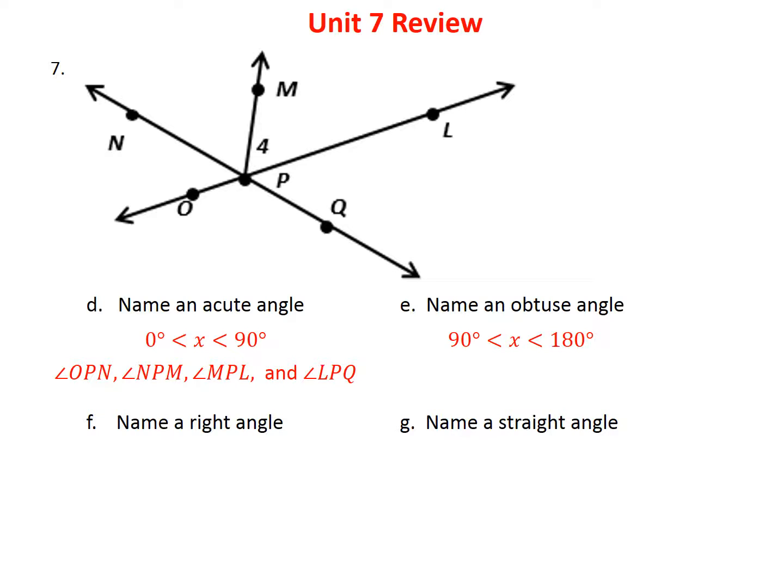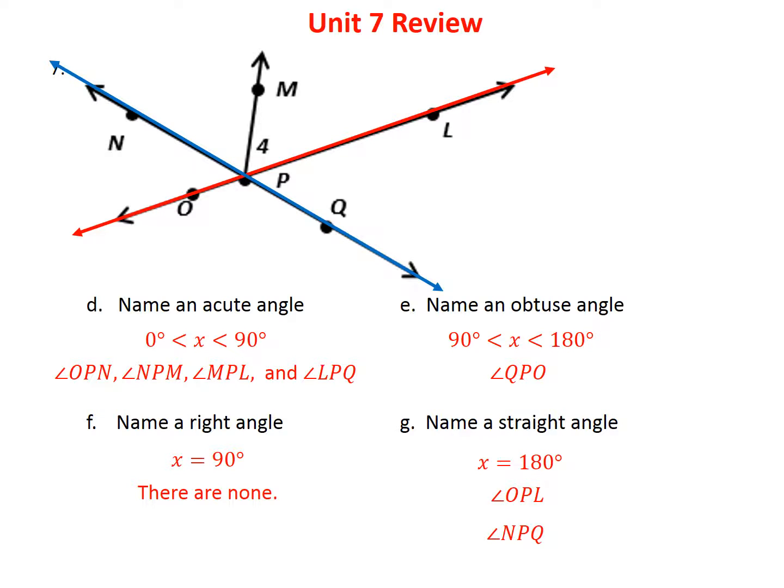The obtuse angle is an angle greater than 90 degrees but less than a straight angle 180, and there's one of those at the bottom, QPO. Then it asks for a right angle, which equals 90 degrees, and if you look at the diagram, there are no right angles there. So there's none in this particular diagram. And finally, a straight angle is simply a straight line. And so notice there's a straight line here, which is OPL, but there's also a straight line there, which is NPQ. And so those are our straight angles, our acute angles, obtuse, and right angle.